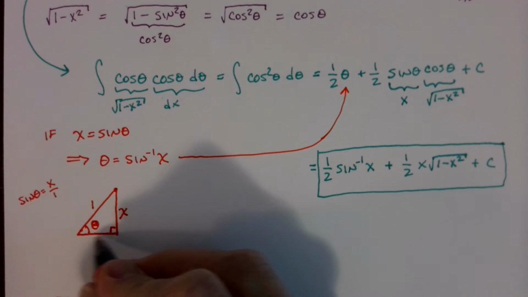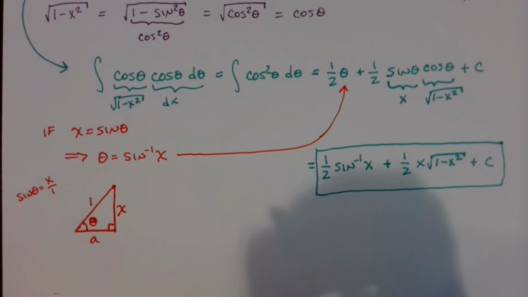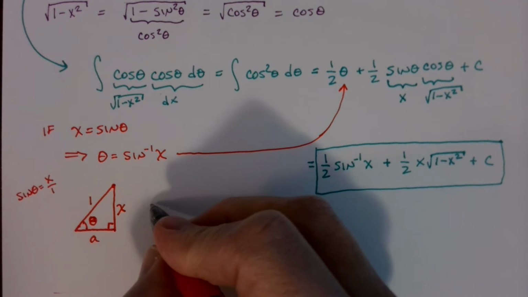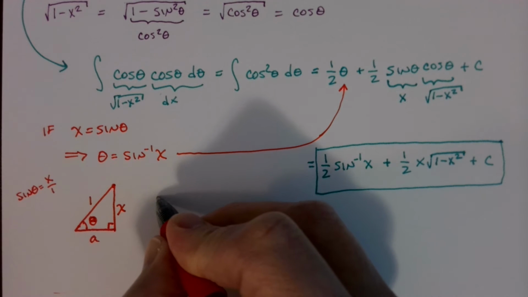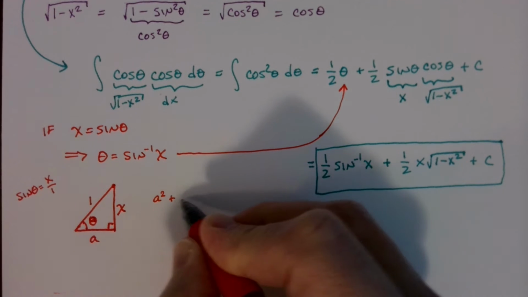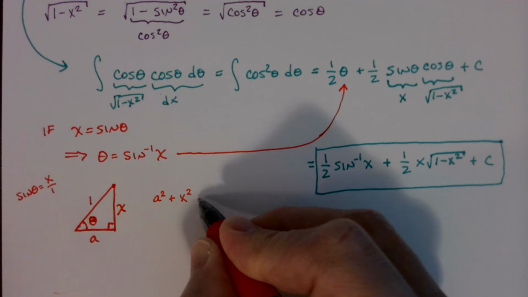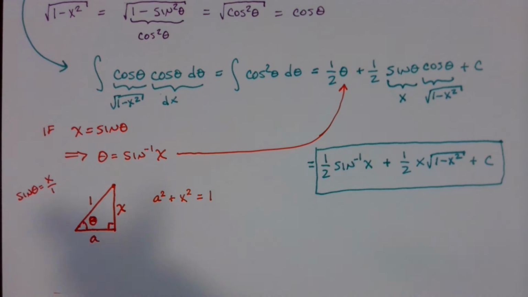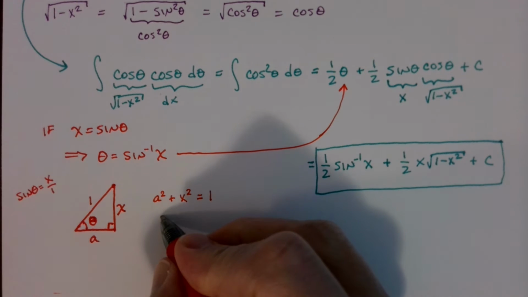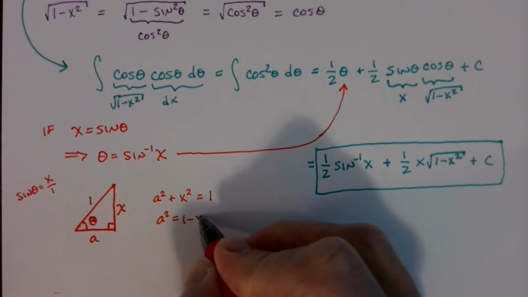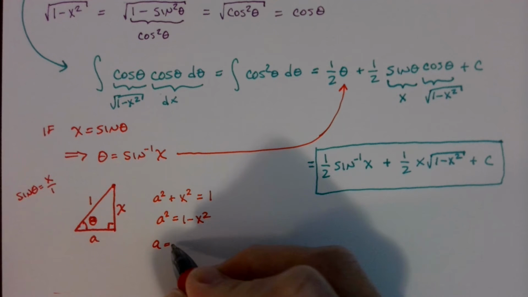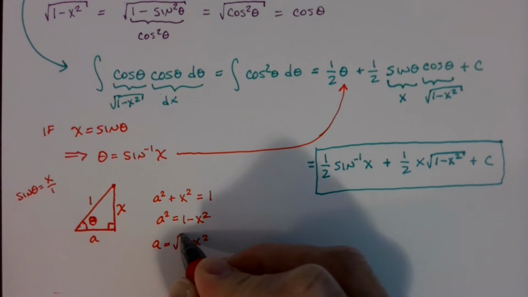So what's this side length here? What is this value here? Let's call this a. Well, I think some of you already know the answer to that. By the Pythagorean theorem, I know that this side length squared plus this side length squared must equal 1 squared, which is 1, right? The sum of the squares of the two sides equals the square of the hypotenuse. And I can solve for a squared. It is 1 minus x squared. And so a is the square root of 1 minus x squared.